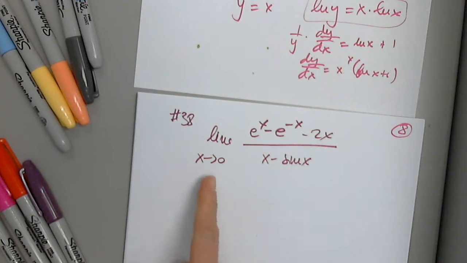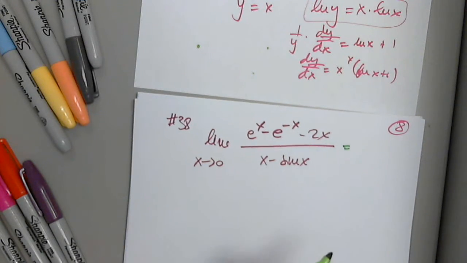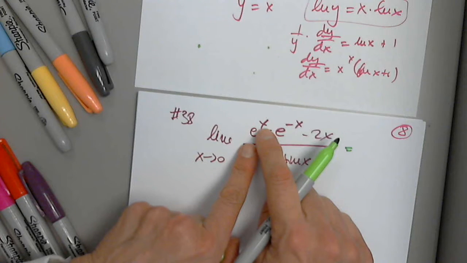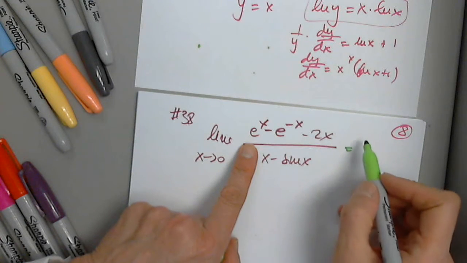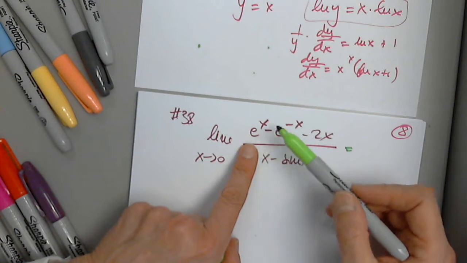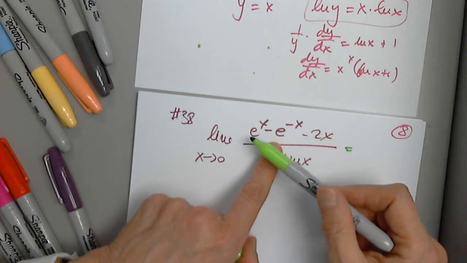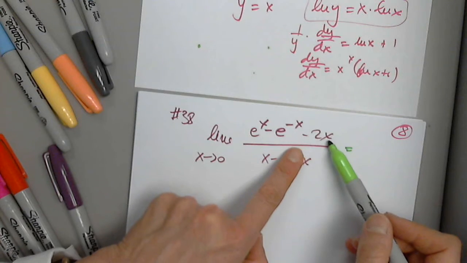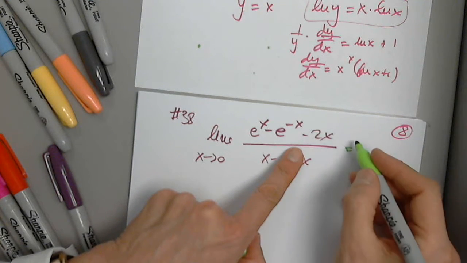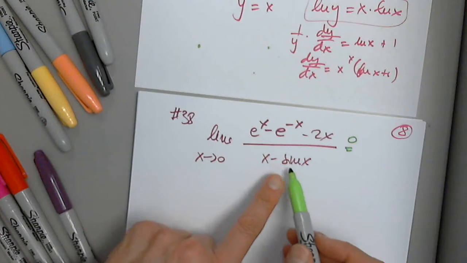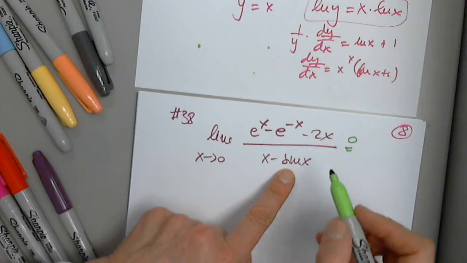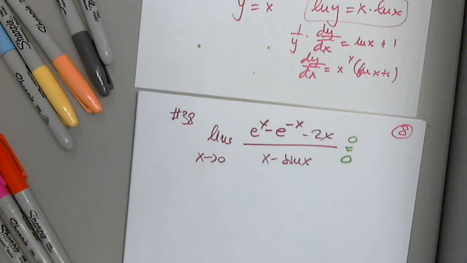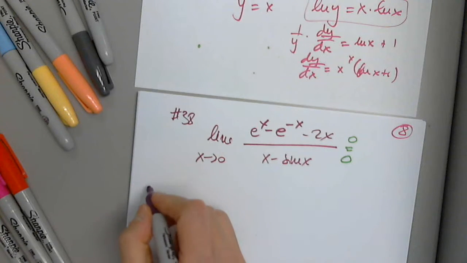So when x approaches 0, let's see where the top is going. E to 0 is 1. 1 minus 1, and negative 2 times 0. Perfect, 0. How much is sine 0? Good. Another very friendly case. It's 0 over 0. We can directly use L'Hopital's rule.